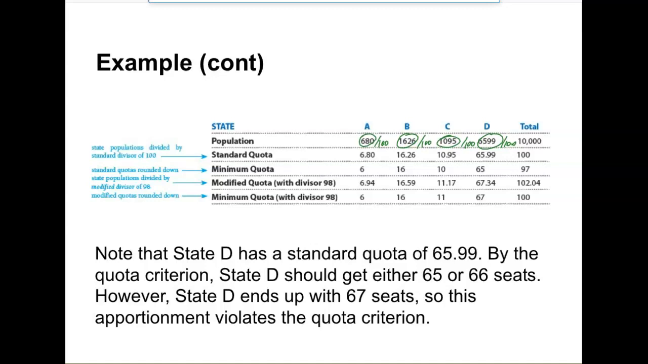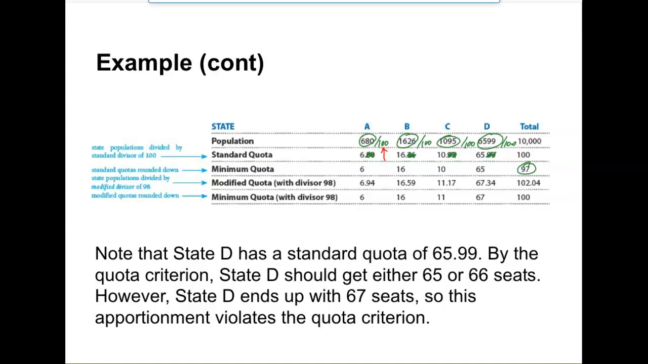To get the minimum quota, we just chop off their decimals. And then we total up what we have. Okay, well, we've only given away 97 seats, which means we have 3 remaining, right? So Jefferson's method says, okay, well, what we need to do is modify this divisor. We need to make it something smaller. And then we'll divide by that modified divisor, and then we'll redo it. We'll chop off the decimals and see if we've given away enough seats.